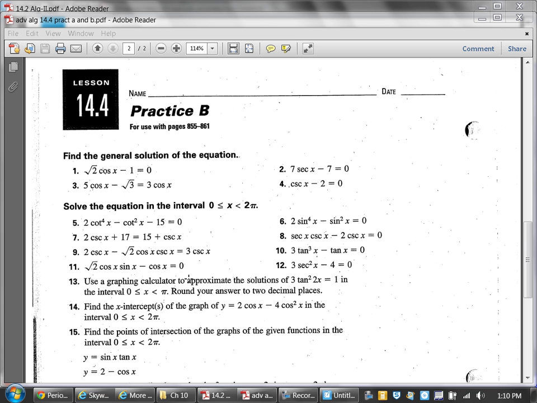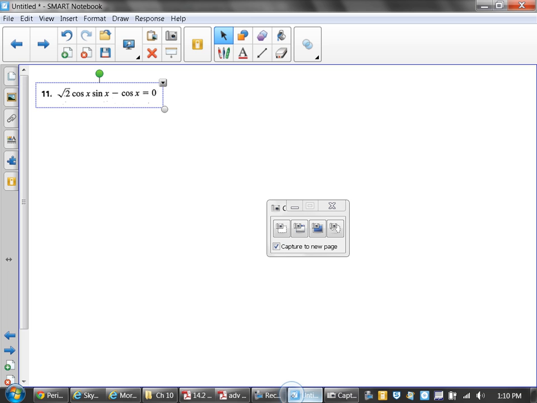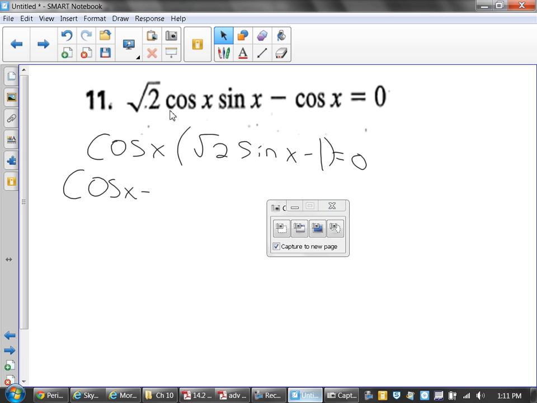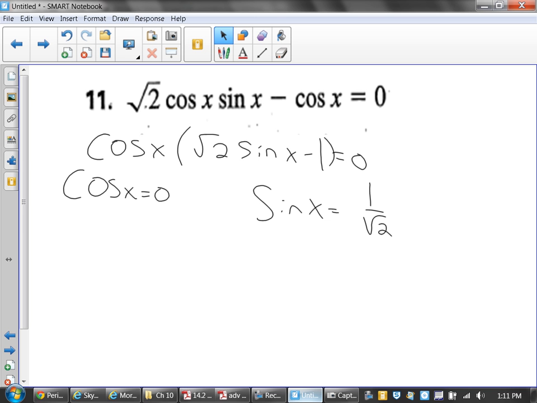What do you think I'm going to factor out? All right, factor out the cosine right away. So where is cosine of x equal to 0? And where is sine of x equal to 1 over root 2? Cosine being 0 is going to happen on a quadrantal. You have 1, 0, 0, 1, negative 1, 0, 0, negative 1. Remember, cosine is your x. So it's at pi over 2 and 3 pi over 2.